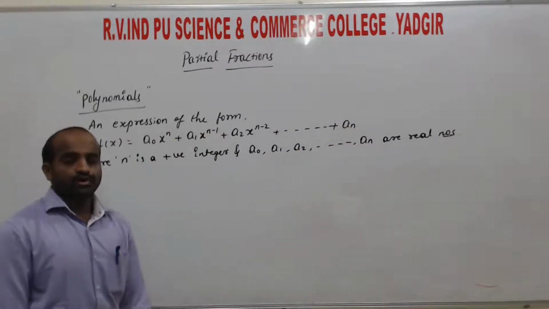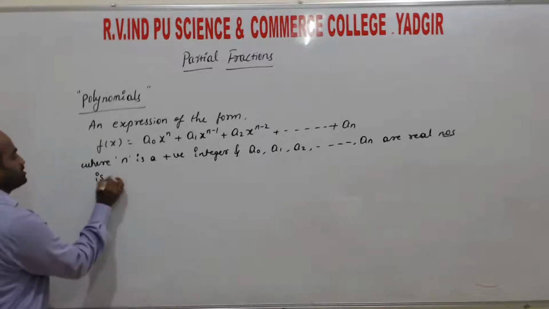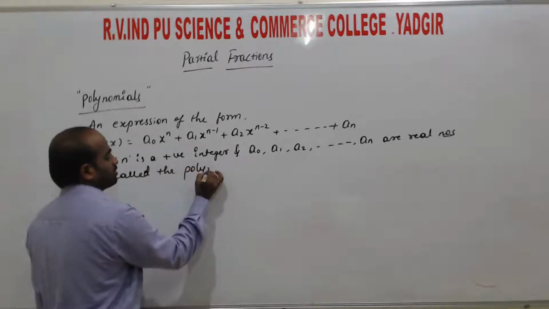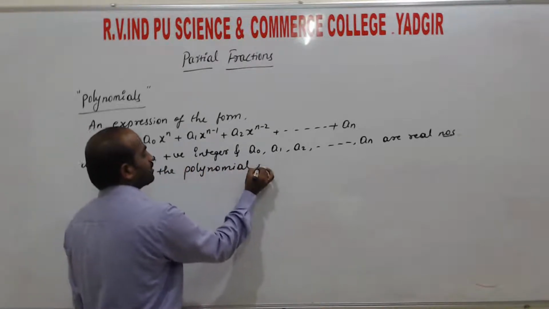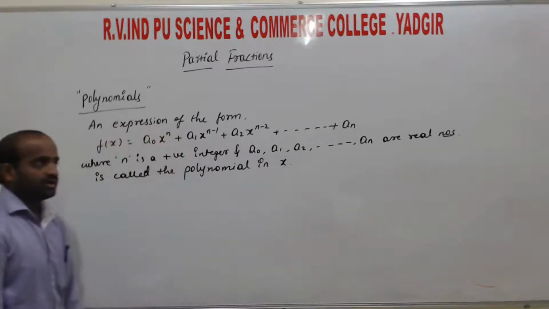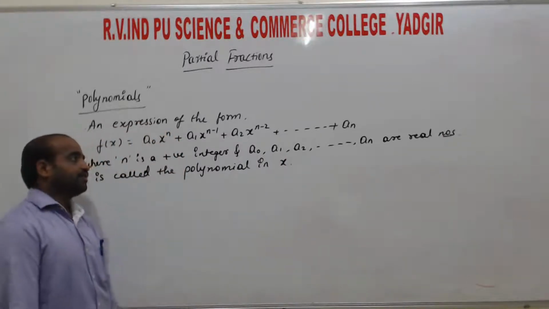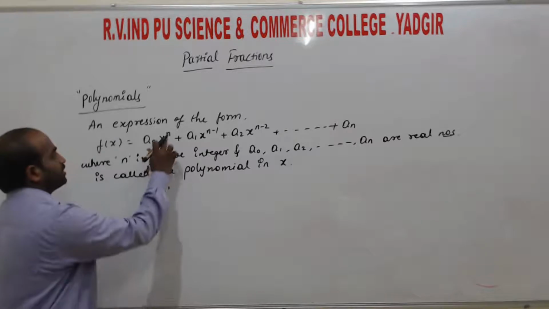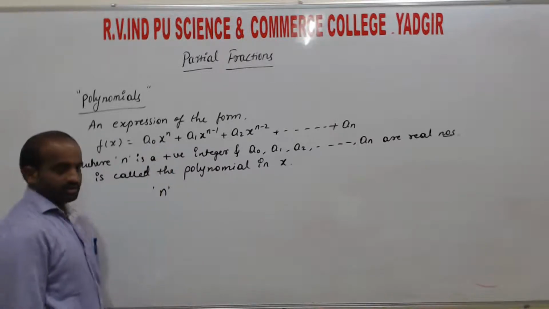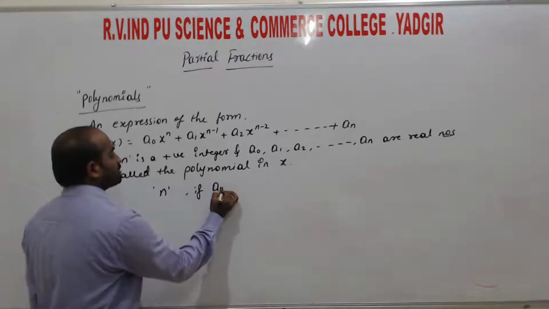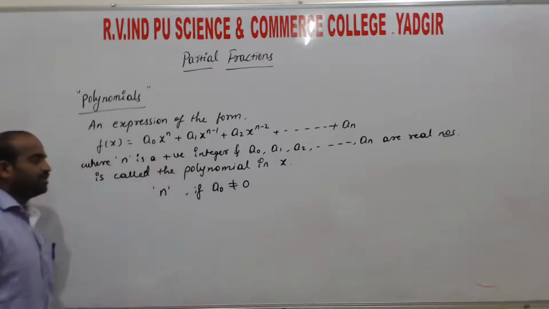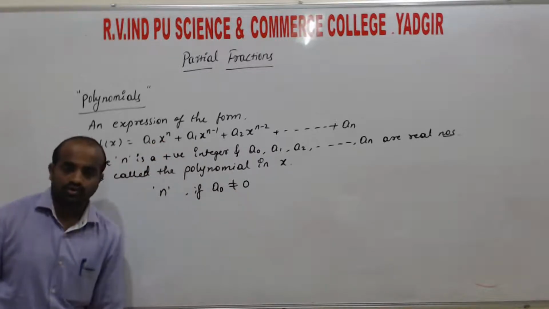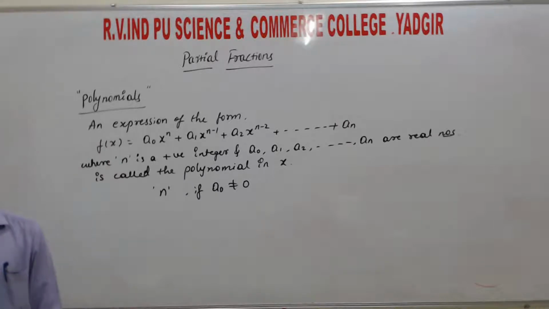Is called a polynomial in x. Okay, it is of degree n, if a0 is not equal to 0. It is of degree n, if a0 is not equal to 0.